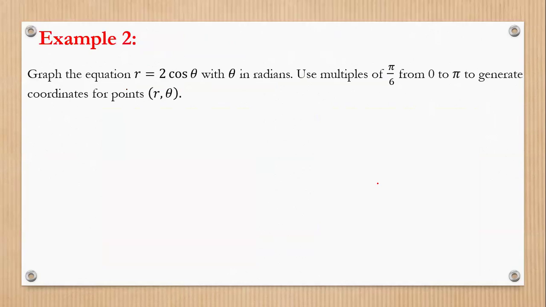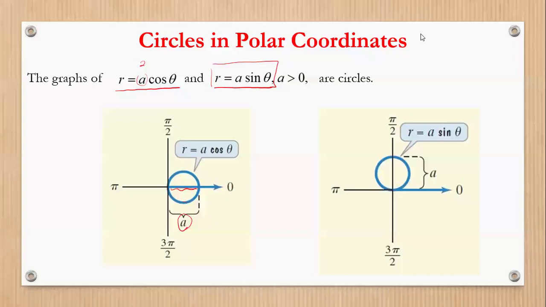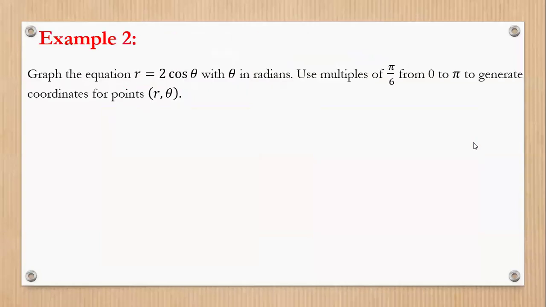Let's look at another example. We want to graph the equation r equal to 2 cosine theta. We know the theta is in radians, and we want to use, again, multiples of pi over 6 to generate coordinates for points.